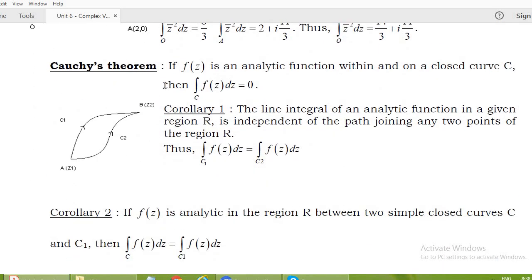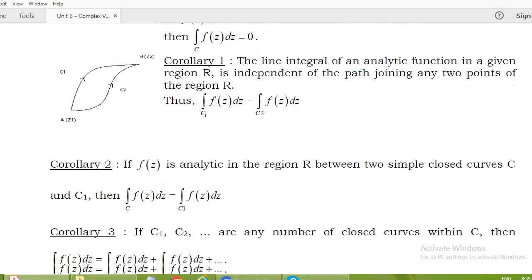Very important: Cauchy's theorem. If f(z) is an analytic function within and on a closed curve C, then the integration over closed curve C of f(z) dz is equal to 0. And three corollaries come automatically from this. The line integral of an analytic function in a given region R is independent of the path joining any two points of the region R. So integration of f(z) dz along C1 will be the same as integration of f(z) dz along C2.